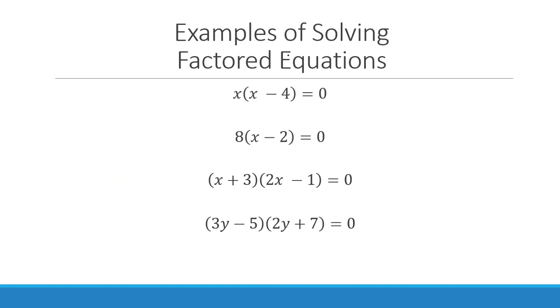So let's look at just some more examples of solving factored equations. If you have an x that has been factored out, that means one of your solutions is 0, because this could be equal to 0. What's going to make this equal to 0? A positive 4. So those are my two solutions.